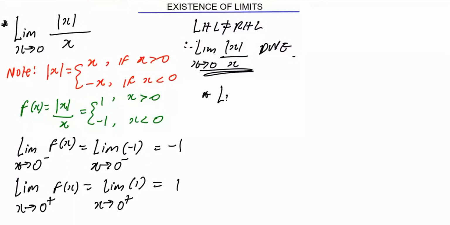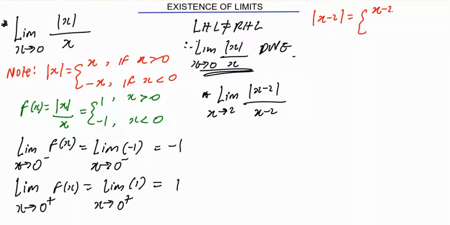Okay, let me solve a question similar to this. Let me create one. The limit as x tends to 2 of the absolute value of x minus 2 over x minus 2. All right, let's define this. The absolute value of x minus 2 will give me positive x minus 2 if x minus 2 is greater than or equal to 0, and this will give you negative x minus 2 if x minus 2 is less than 0. That is it.